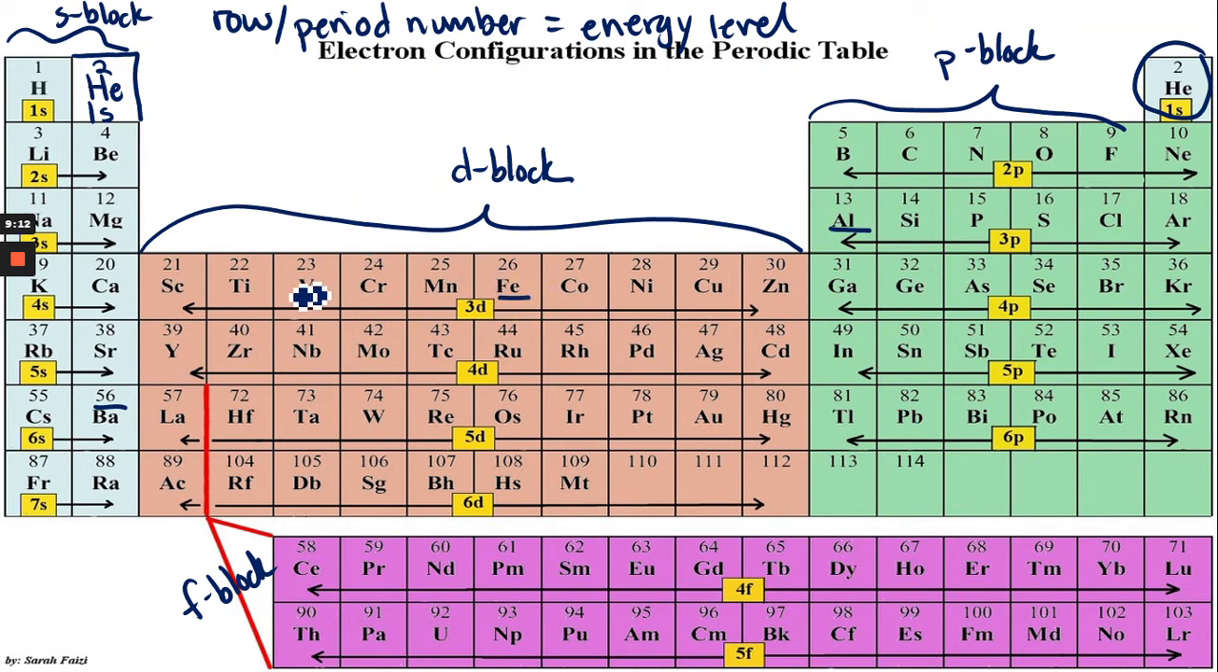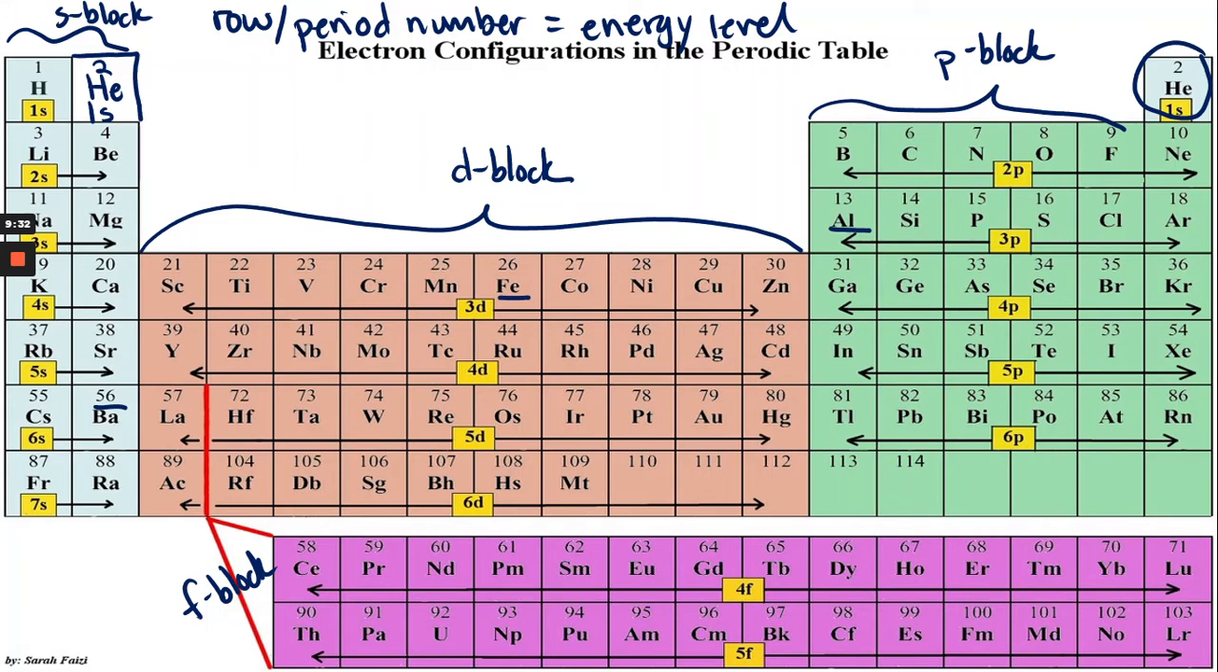Iron is in row 4, so I knew I had to make it to the 4th energy level. It's in the D block, so I knew it would end in d. And if you count 1, 2, 3, 4, 5, 6, it's the 6th element in the D block. So that's how I knew it ended in d6.